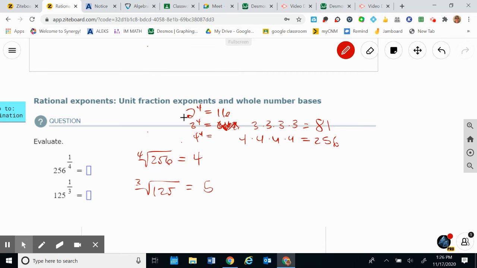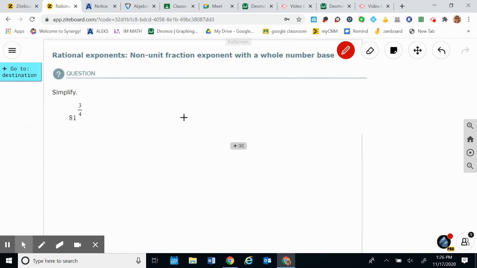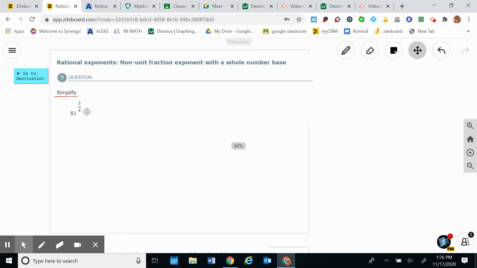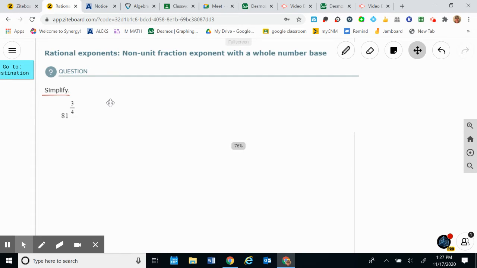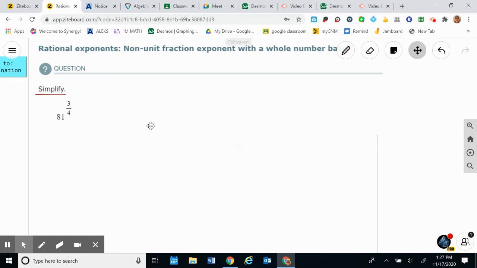Okay, next. Okay, this time we're actually going to have to evaluate it. It says simplify. Simplify means to get it down to a simpler answer.